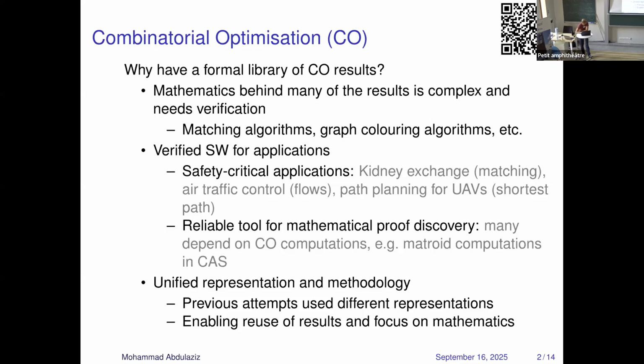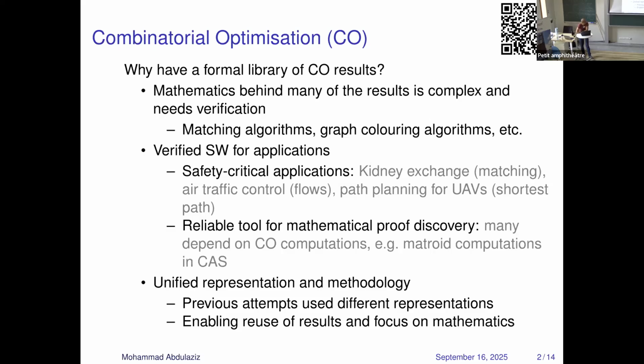So why did we set out to do this? There are three main reasons. The first one is that the mathematics behind these results is considered to be hard and interesting and needs verification, and it's some of the deepest mathematics in theoretical computer science. So formalizing that mathematics might lead to new insights, improved proofs, shorter proofs, and so forth.